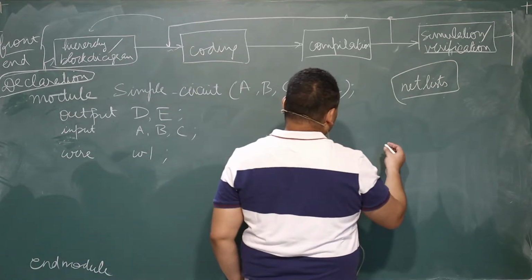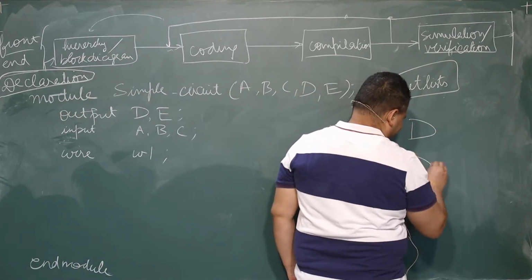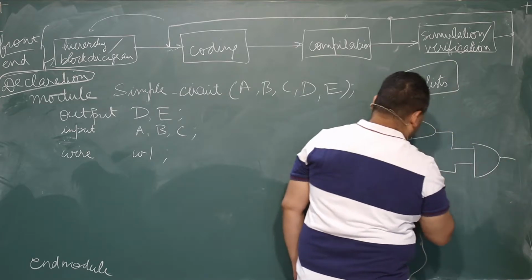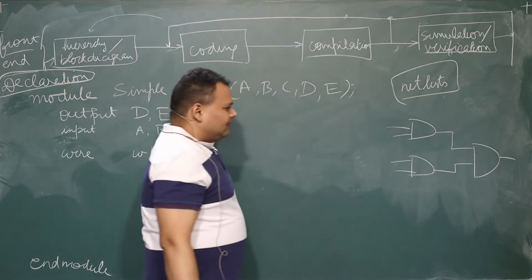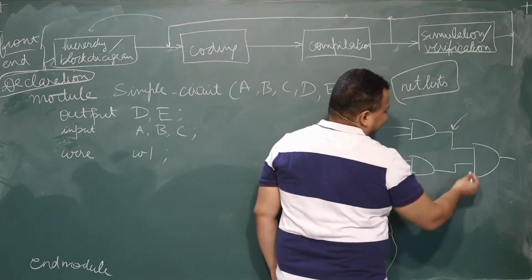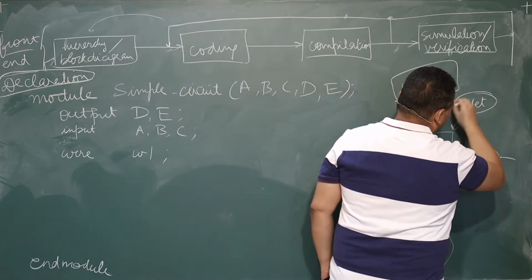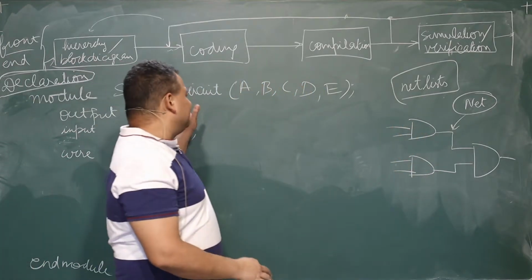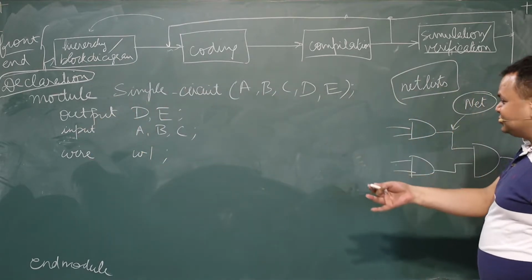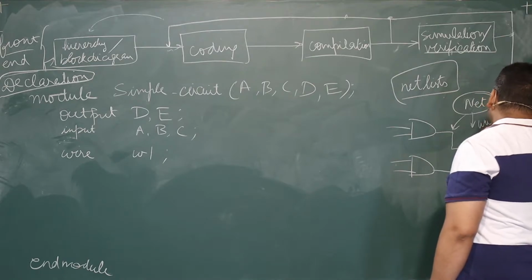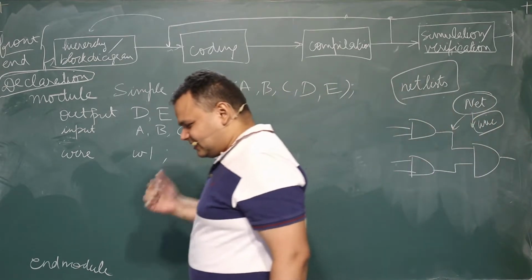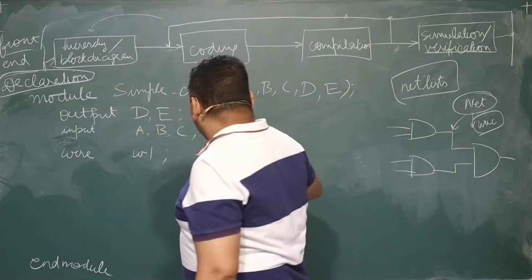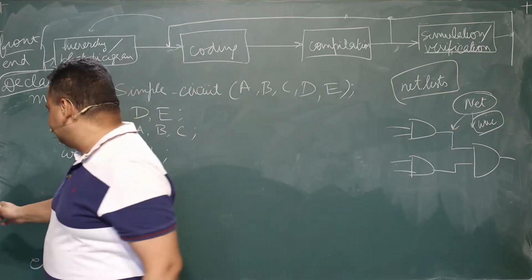For example, let us say you have a circuit like this. Each of these is a net. Any interconnection is called a net. One specific kind of net that we'll be using throughout this course is called a wire. There are other kinds of nets, but those are not really used in Verilog that much. There are other kinds of net declarations possible, but we'll not worry about that. We'll talk about a specific kind of interconnection, and that is a wire.